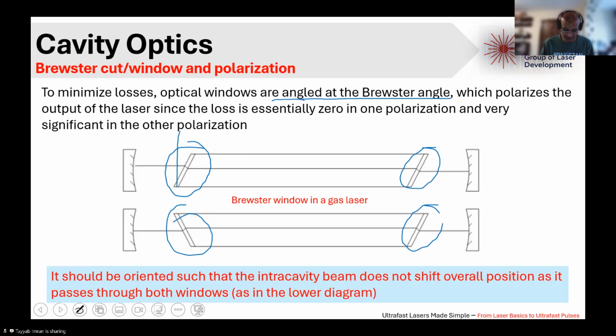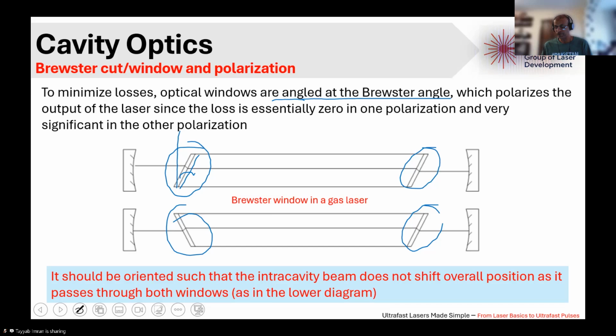If you draw a straight line, this angle, whatever it is, it's a Brewster. With the help of this Brewster angle arrangement, losses are reduced and light becomes polarized. One polarization has almost zero losses, and the other polarization has 100% losses. So it has only one polarization.